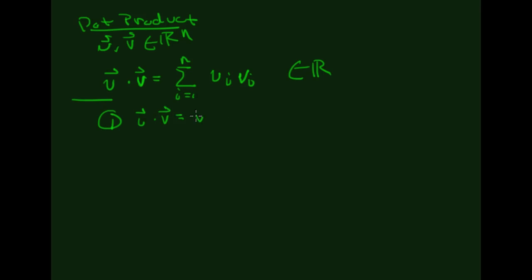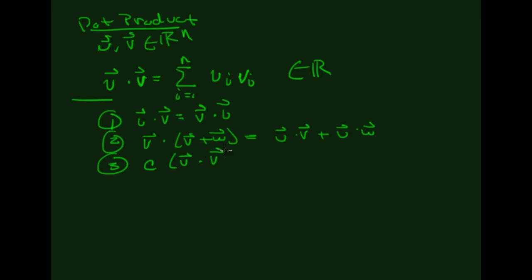u dot v has to be equal to v dot u. That's a commutative property. Number 2, if I take u dot v plus w, that's the same as u dot v plus u dot w. So that's a distributive property. Number 3, if I take a scalar times a dot product, I can apply the scalar to either of the factors, right? So that's an equal to, sorry. But I can't apply it to both. That's an associative property. I can associate the scalar with either of the factors.